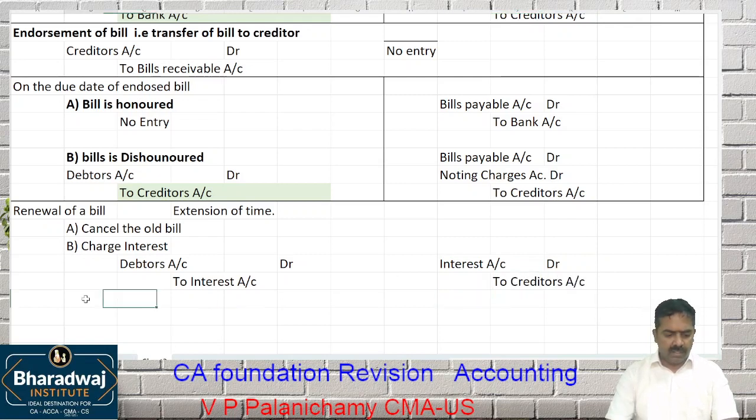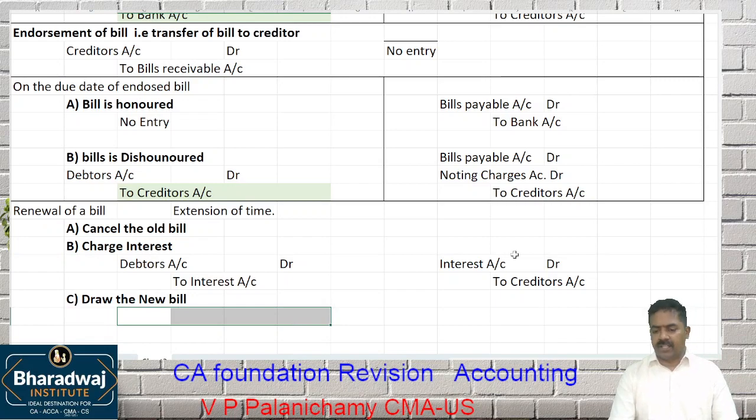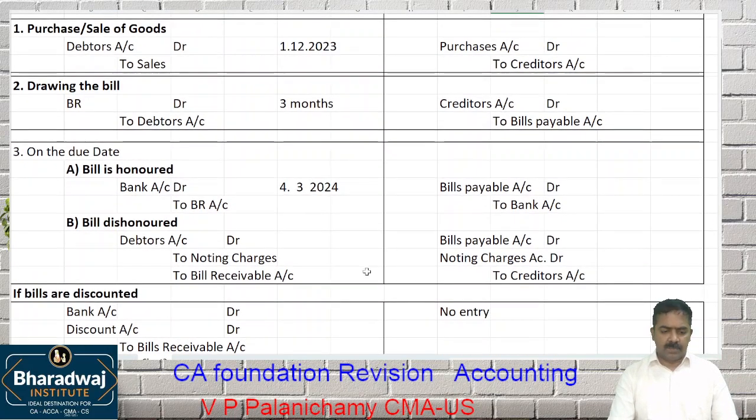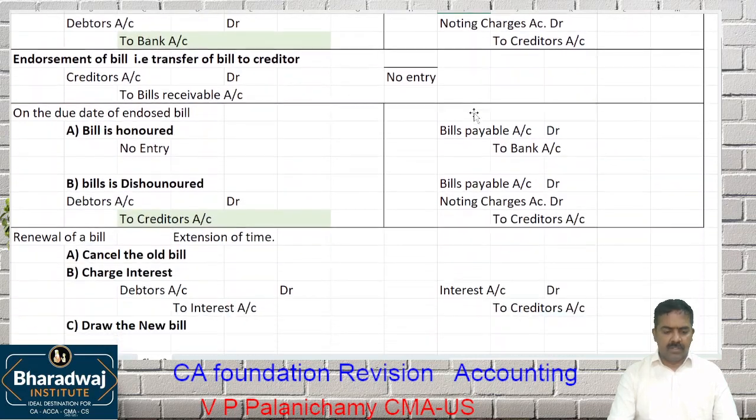Then draw the new bill. What is the entry for drawing the bill? Including interest, bills receivable account, debtor to debtors, and creditors to which one? Bills payable. Same entry. For drawing the bill, same entry. Simple.